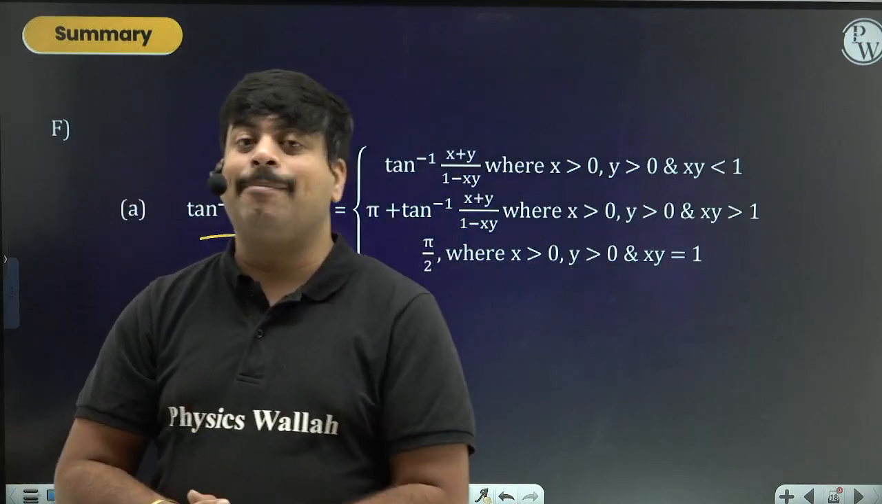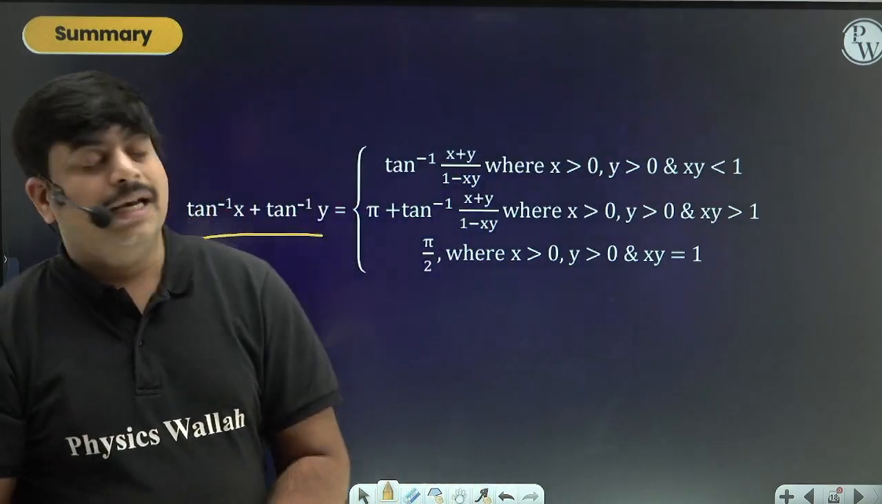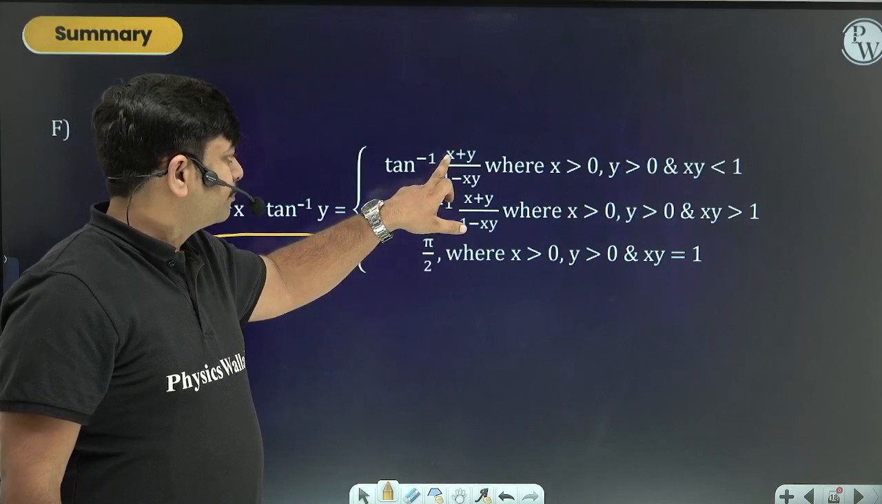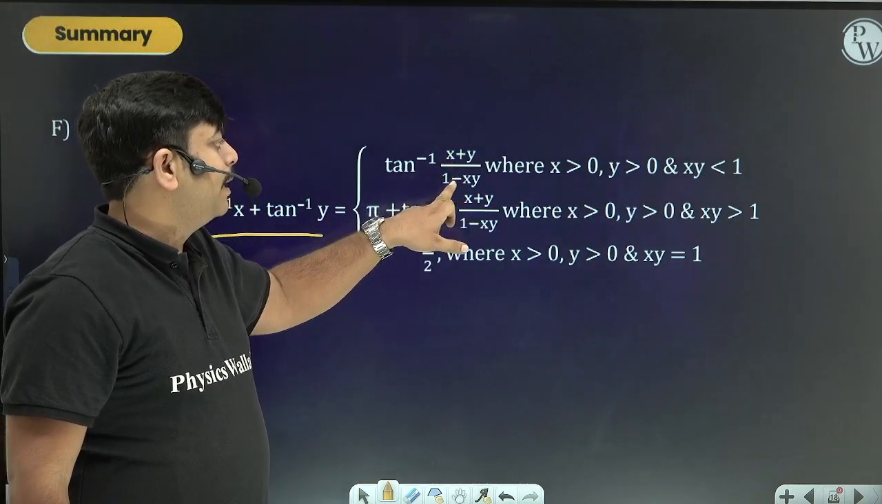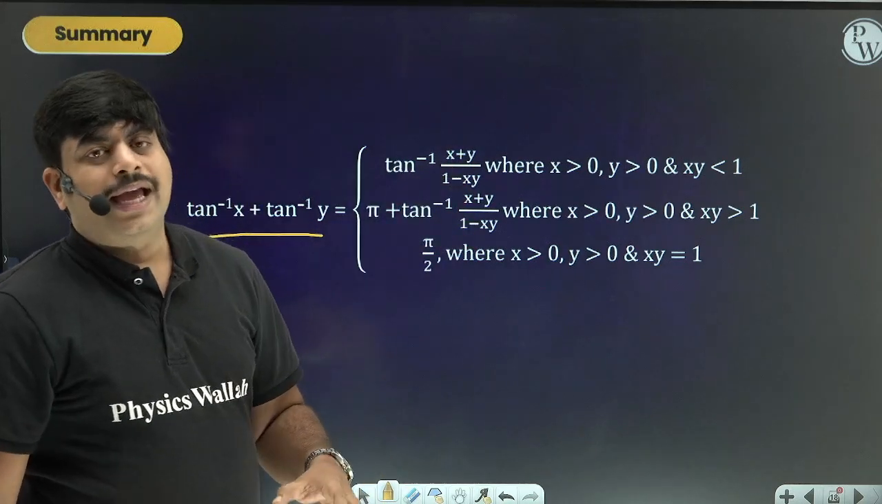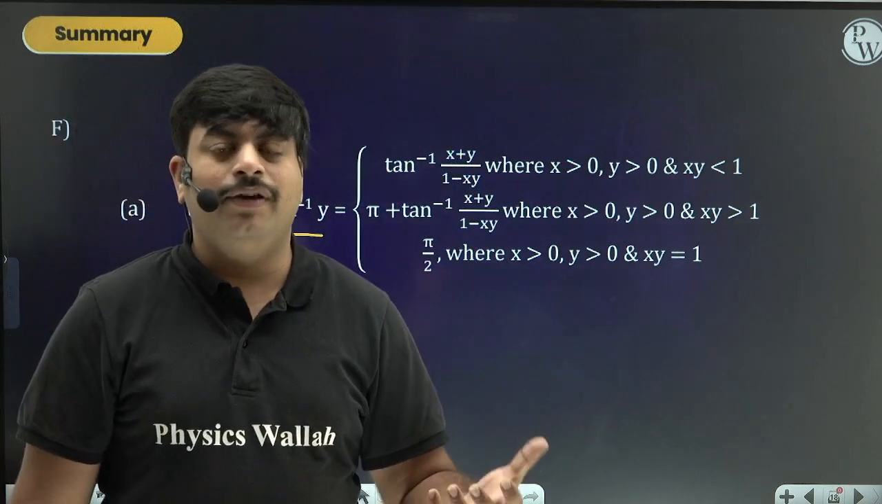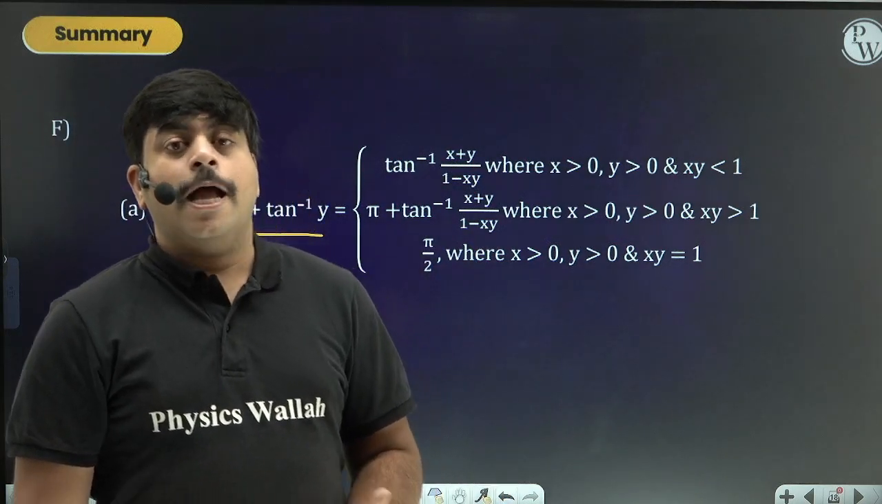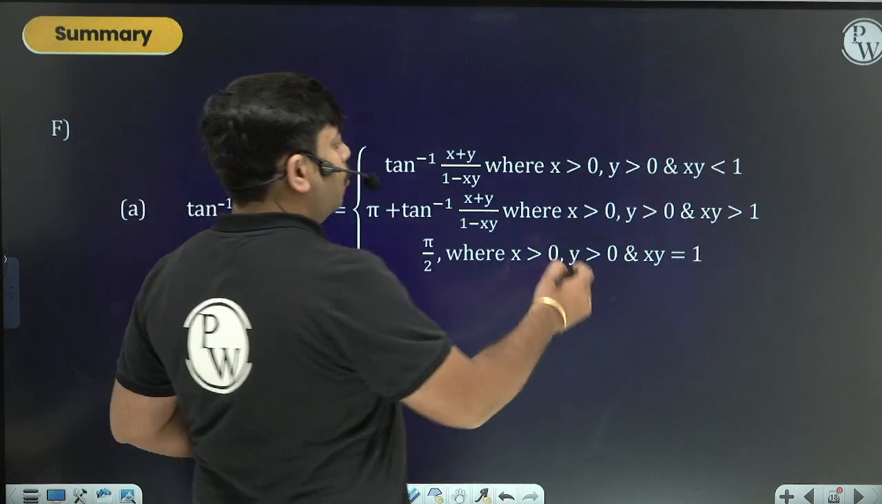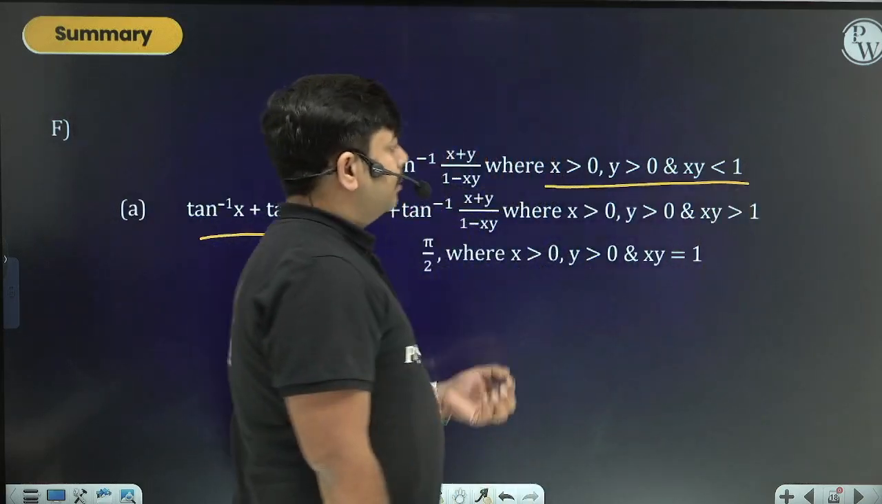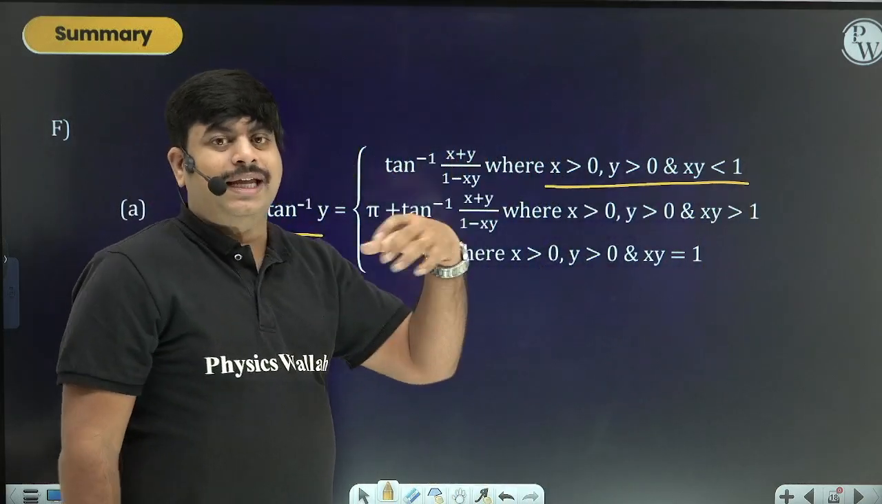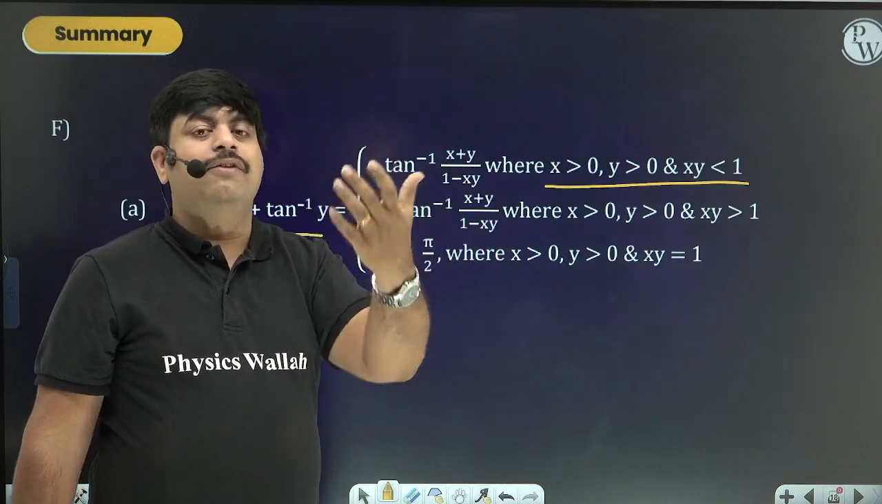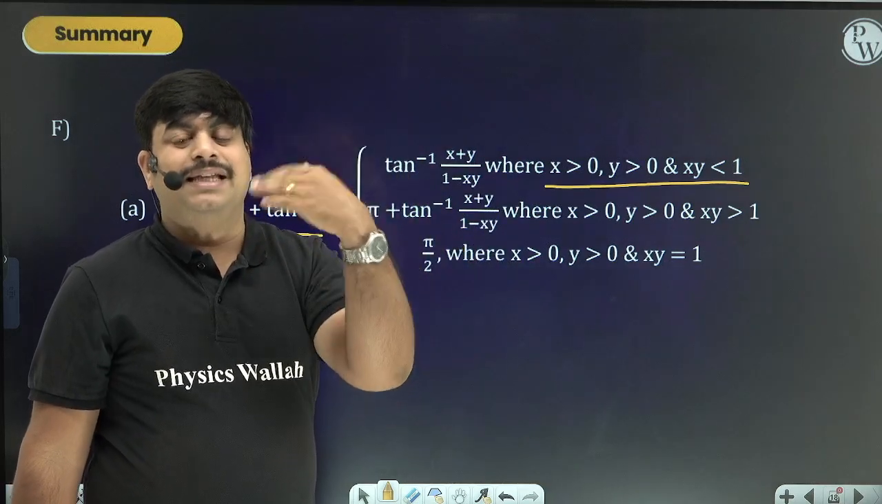Something like tan A plus B. What is tan A plus B? Tan A plus tan B by 1 minus tan A tan B. And now, again, we're having 2-3 verticals here. Why are we having 2-3 splits? Because depending on the value of X and Y, these values will become positive or negative inside. And accordingly, we should again convert or make necessary changes.